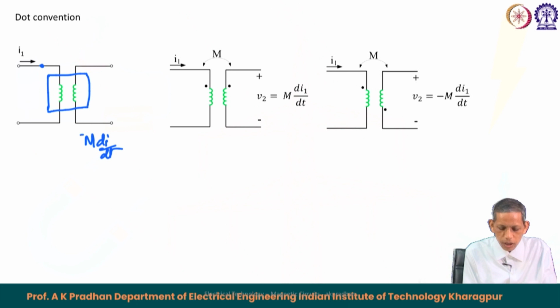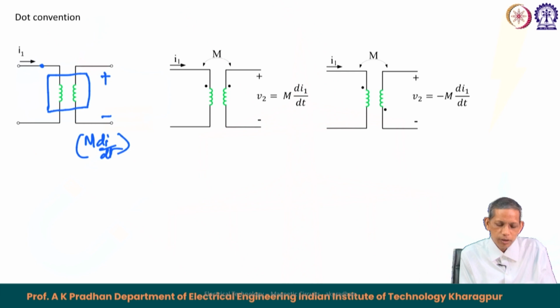Now, whether this M dI1 by dt will give you a plus or a minus in terms of polarity at one instant of time is not known, and that depends upon the orientation of this coil. Because the coils are inside, the manufacturer will provide information on the corresponding polarity for this kind of arrangement, and that is given by the dot convention. Dots are provided outside the box, so that you can know the corresponding polarity which will be developed due to the mutual inductance of the circuit.